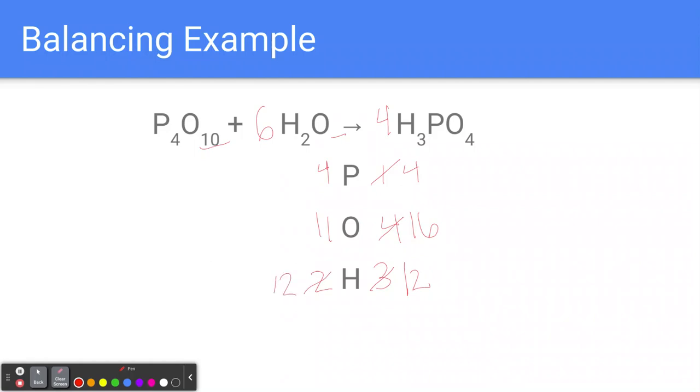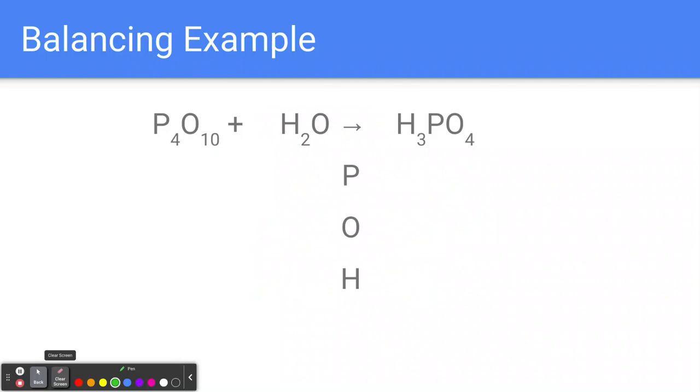And it's going to change my oxygen here. I've got 10 from the P4O10. So I've got 10 from that. And now I've got 6 times 1 gives me 6. So 10 plus 6 gives me 16. If I take a look, I'm good here with phosphorus 4 and 4, 16 and 16 and 12 and 12. So here is my balanced equation. I have my 1, but we don't write the 1. I've got 6 waters and I've got 4 phosphoric acids there.